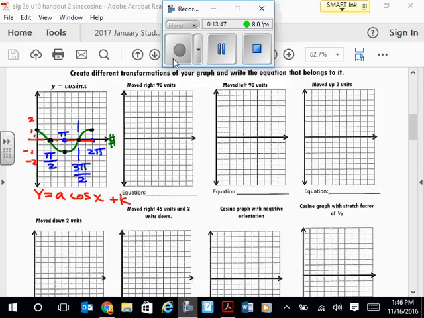Next thing in mind, you got your cosine. This one we're just going to keep it as x. Nothing happened, it didn't shift right, it didn't shift left. Trick question, let's see what they say.